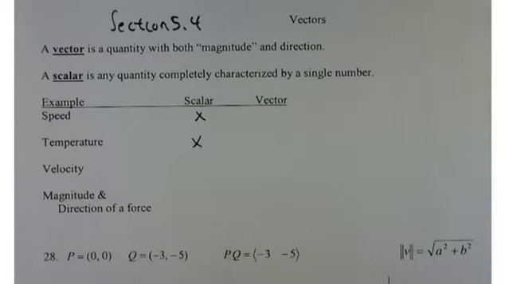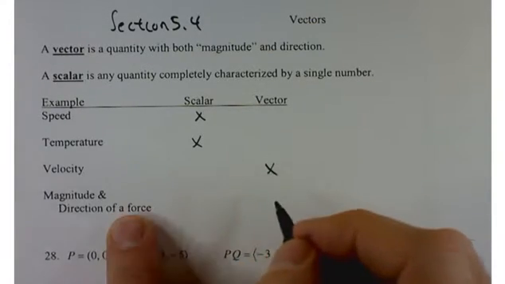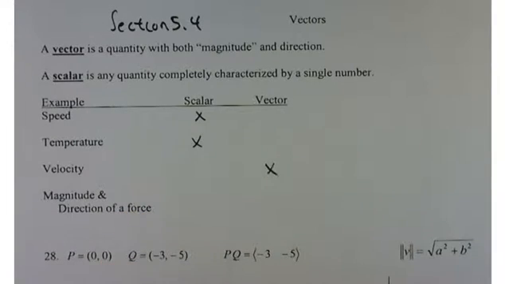Velocity is different than speed. Your velocity implies you have a speed and a direction. So velocity is a vector, and this last one is kind of as subtle as a brick. Magnitude and direction of a force. Is that a scalar or? Yeah, all right. So that one's a little bit forced, but it's a vector. There's two quantities, magnitude and direction.